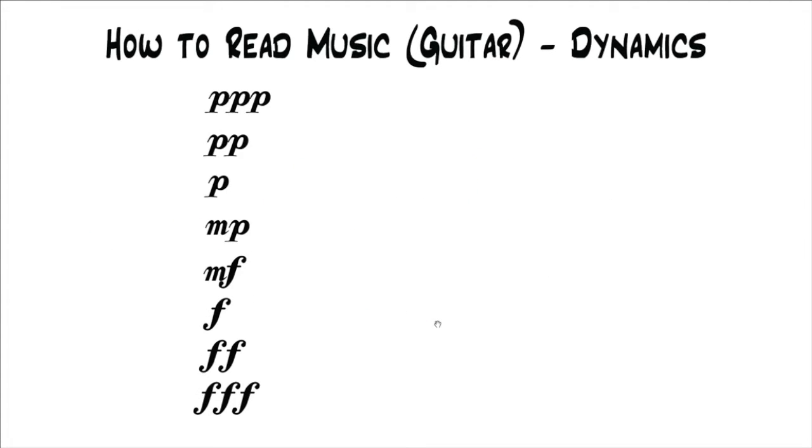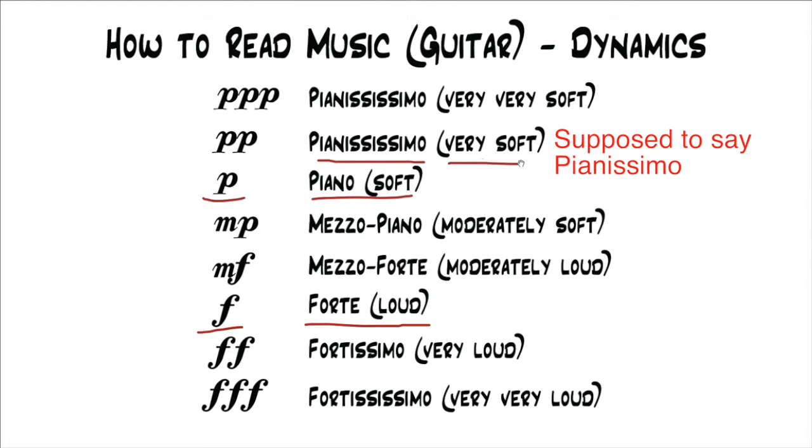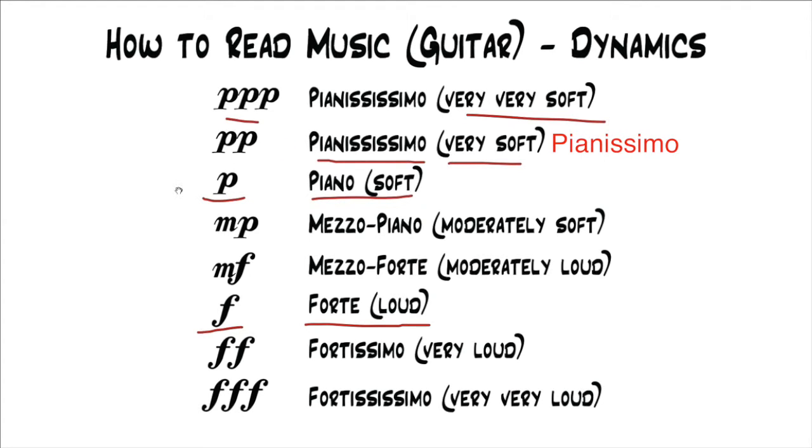And so if we put those all written out so we can see what they mean, again you have your P and your F. P stands for piano and soft, F for forte and loud. Going down, by adding more P's, you have PP, which is pianissimo, which means very soft, PPP, which means pianissimo, which means very, very soft. So you can see if you just add more P's, you're just making it softer.